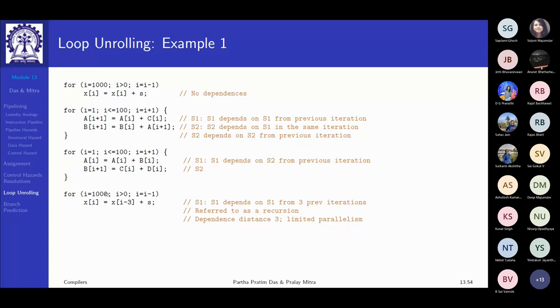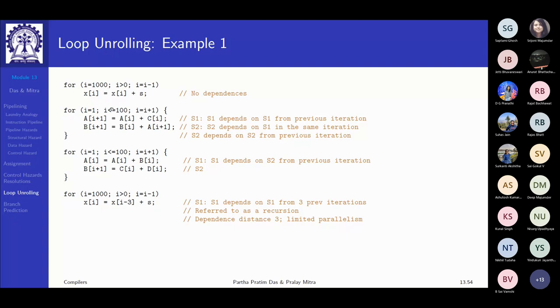The fourth and last example, you have xi computed from xi minus 3 plus s, very similar to the first one, but because you're referring to three values prior, S1 actually has a dependency on S1 from three previous iterations. This is often referred to as recursion in terms of loops, and the dependency distance is 3, which significantly limits the option for parallelization. Right? So these are different examples.